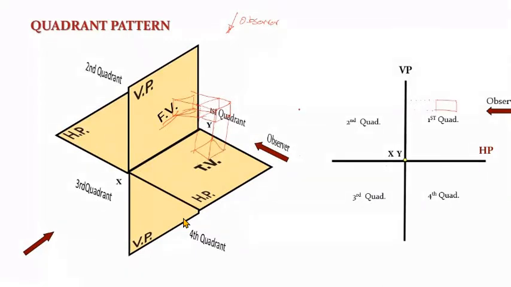Okay, so I'll repeat again. If the observer stands in front of the vertical plane, he will get the front view, and if the observer stands parallel to the horizontal plane, then he will get the view that is called the top view. So this is how multiple views are obtained: the front view and top view. The front view will fall here, and the top view will fall here. Is it clear?